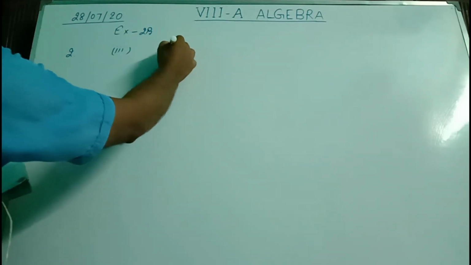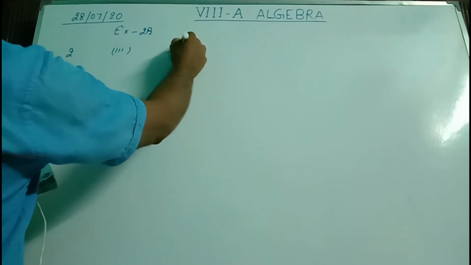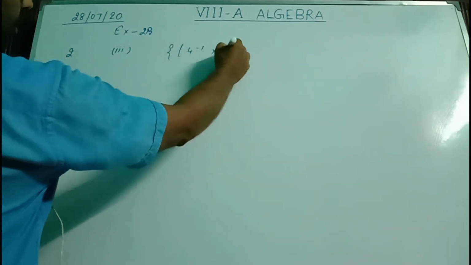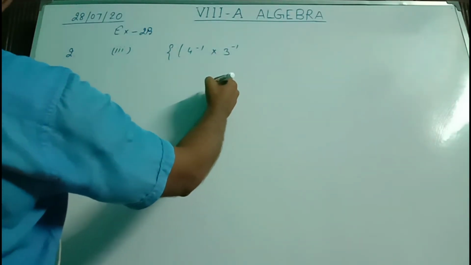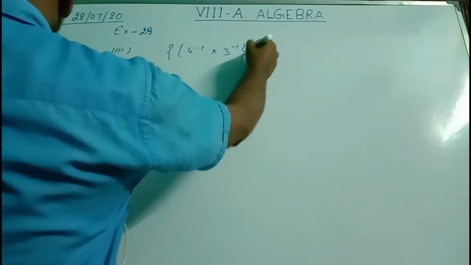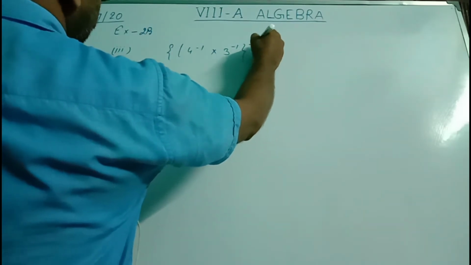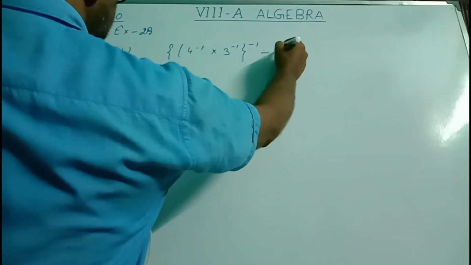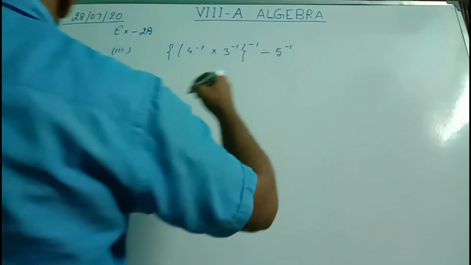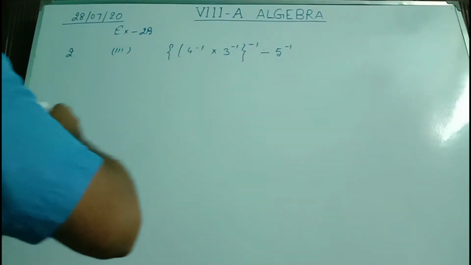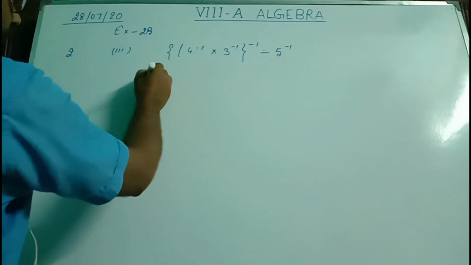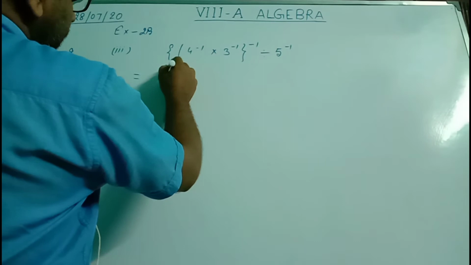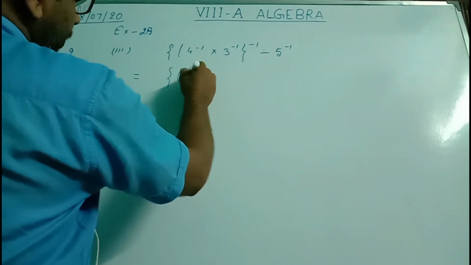In this question, 4 to the power minus 1 into 3 to the power minus 1, bracket close, whole power minus 1 is divided by 5 to the power minus 1. We are asked to evaluate. For that we write this much. We can write 1 by 4.